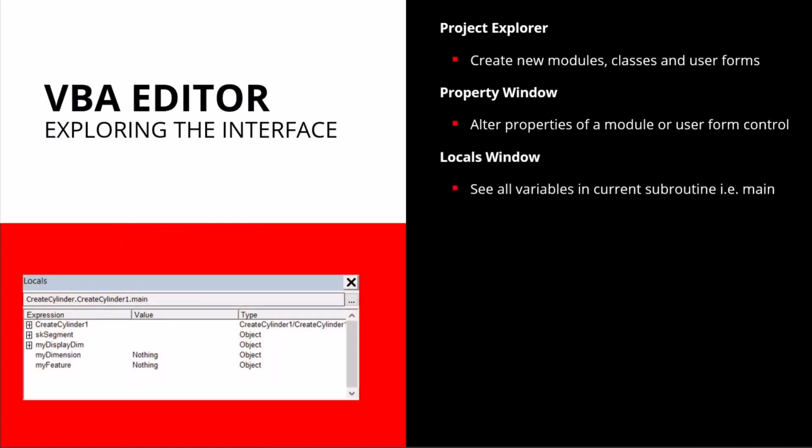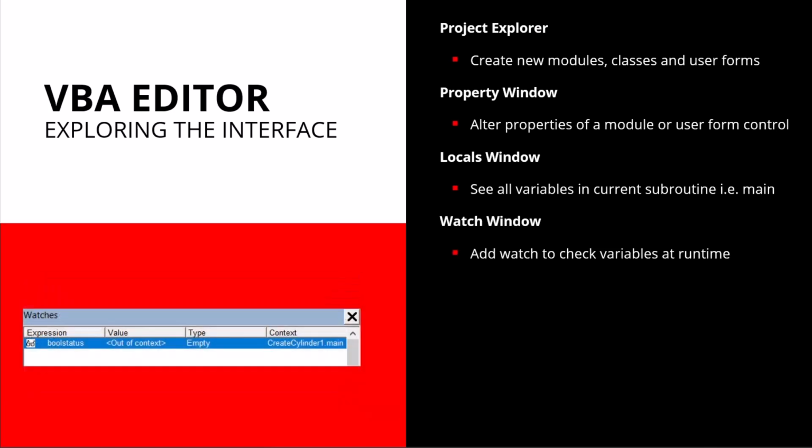We also have a locals window, which is going to show us any variable within a given subroutine. During the debug, it's going to give us the values of those variables. Now, if you have a lot of variables in a given subroutine, we can set a watch, which will limit the scope of what variable values we're seeing.